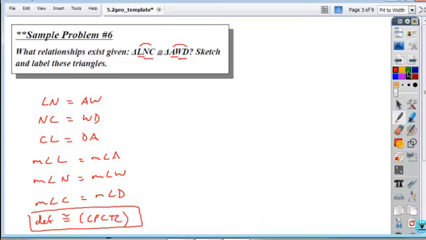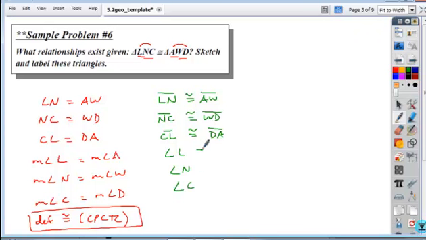Okay, now, we could have also identified congruence. So LN is congruent to AW, segment NC congruent to WD, segment CL congruent to segment DA. The angles would also be congruent. And angle L would be congruent to angle A, angle N congruent to W, and angle C congruent to D.